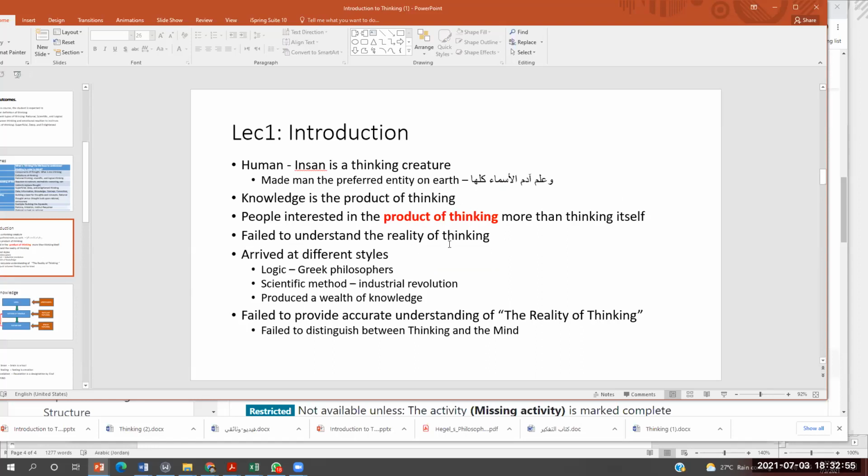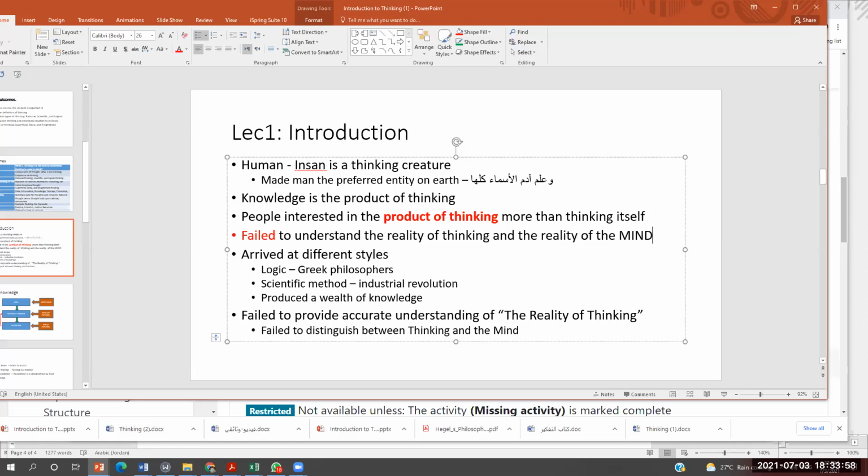Now, because of this, because we have been as people at large in the world, in the West, in the East, in the North, and the South, we are obsessed and overwhelmed with the product of thinking, which is the knowledge base that we have, which is very beneficial in itself. In fact, that's why it was produced. So we paid little attention to the process which produced this knowledge and to the mechanism that was used to process this thinking machine. So that's why I will stress here, we as people in the last thousands of years have failed really to understand the reality of thinking, and let me add, the nature and the reality of the mind itself.